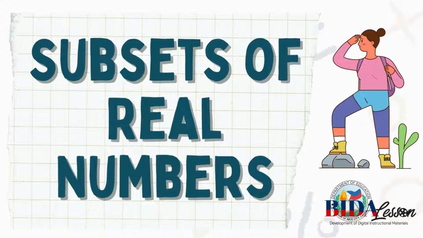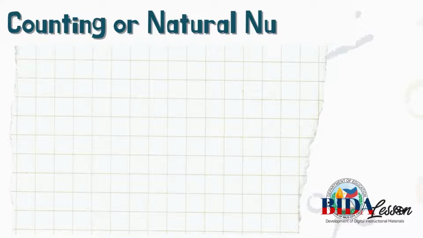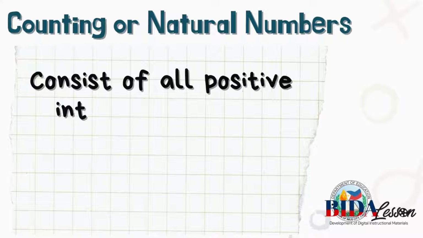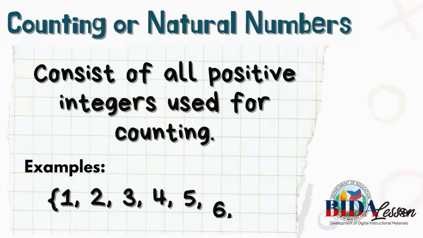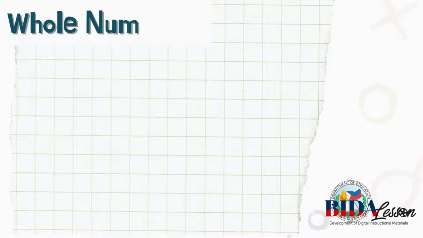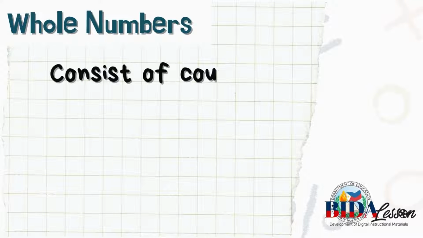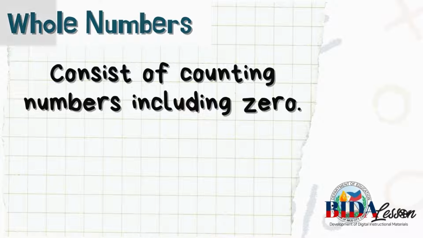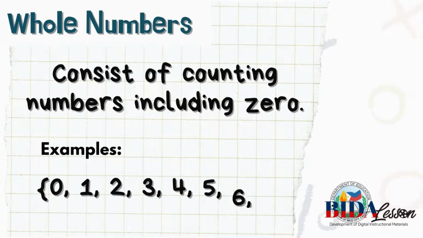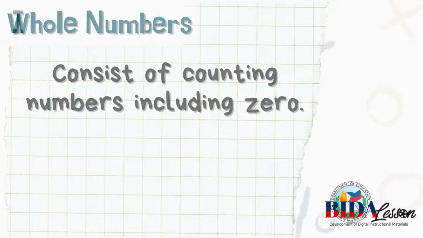One of the subsets of real numbers is the set of counting or natural numbers. This subset consists of all positive integers that we use to count, starting with 1 and so on. The subset would look like this. Another subset is the whole numbers. This subset is exactly like the subset of counting numbers that includes 0. The subset would look like this.